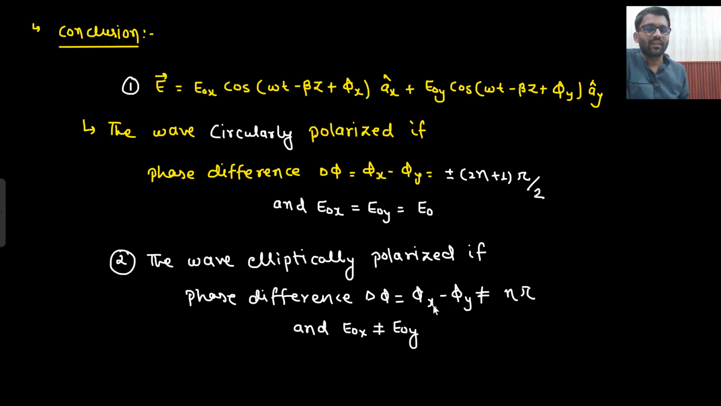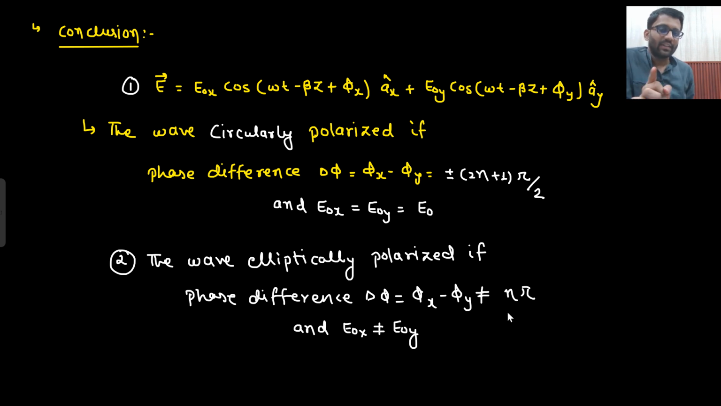So this summary I have written: if this is my electric field, the wave will be circularly polarized if the phase shift is an odd multiple of pi by 2. That means pi by 2, 3 pi by 2, 5 pi by 2, and the amplitudes should be equal. And in the rest of the cases it will be elliptical polarization.